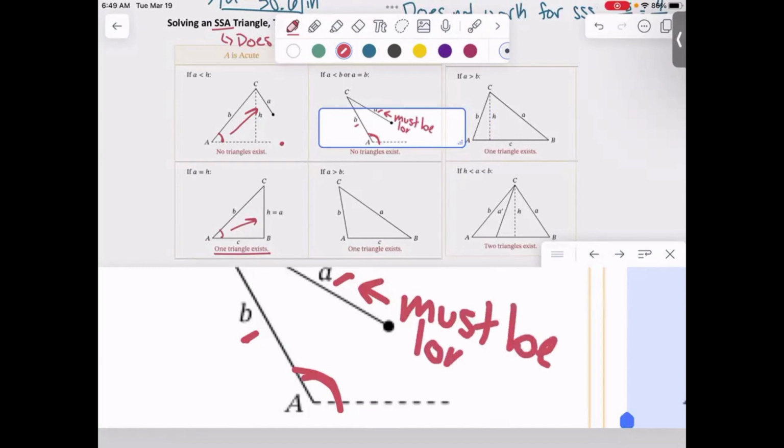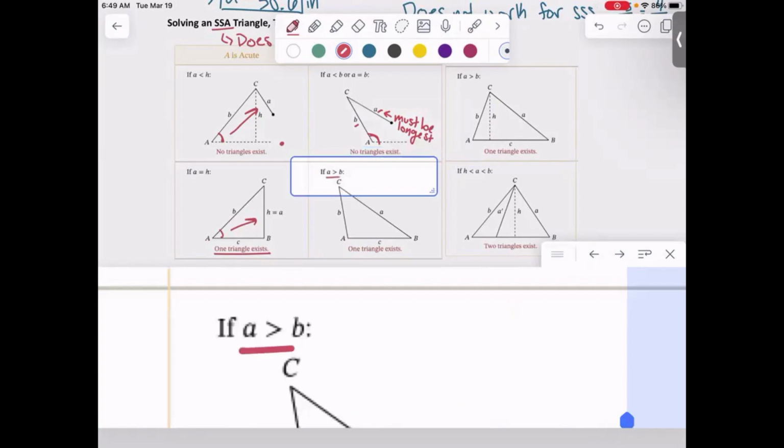And if side A is not the longest side, even if it's equal to another side, then it's not a triangle. But if A is obtuse and A is the longest side, greater than B, then we got a triangle. We just have one triangle.